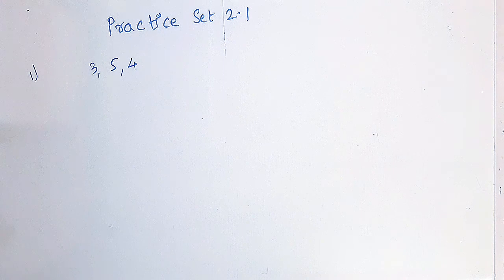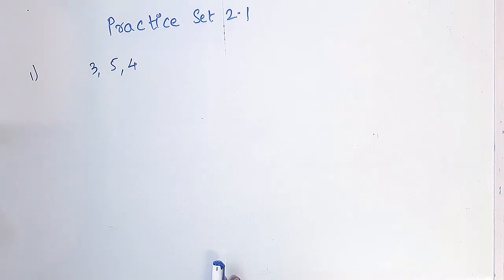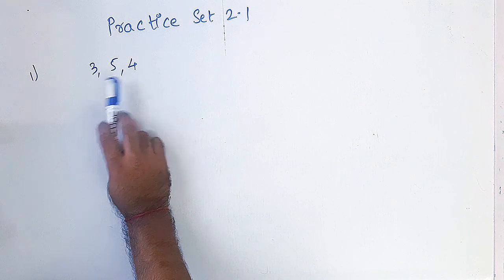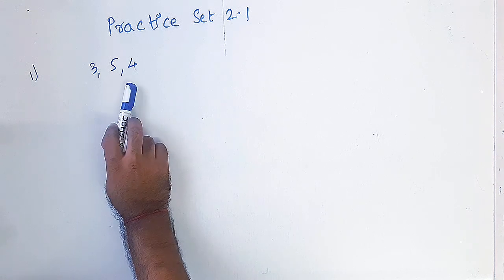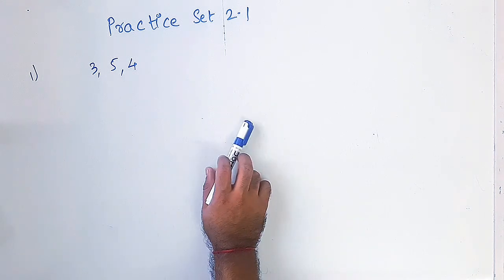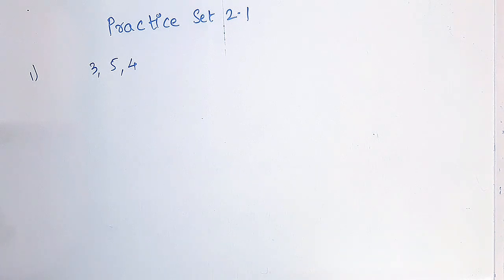Now what do you mean by Pythagorean triplet? You have to take the square of the longest side and the sum of the squares of the other two sides. If they are equal, then these sides can form a right angle triangle. Okay, so this is the meaning of Pythagorean triplet. So let us begin without wasting any time.